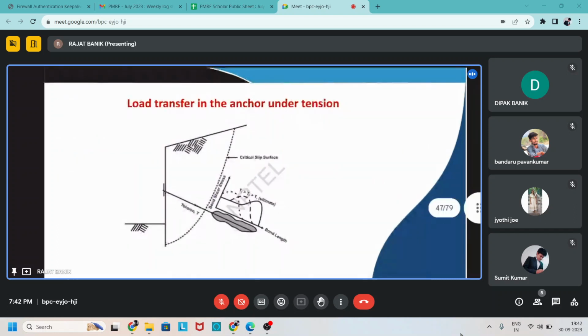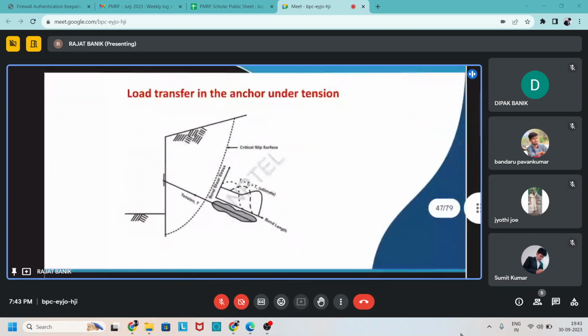Now we see the load transfer behavior. If you remember, in soil nailing we discussed that the load transfer occurs throughout the soil nail. But in a ground anchor, load transfer occurs at the bond length only, because it is installed behind the failure surface. Above the failure surface, there is no possibility of any force occurring.